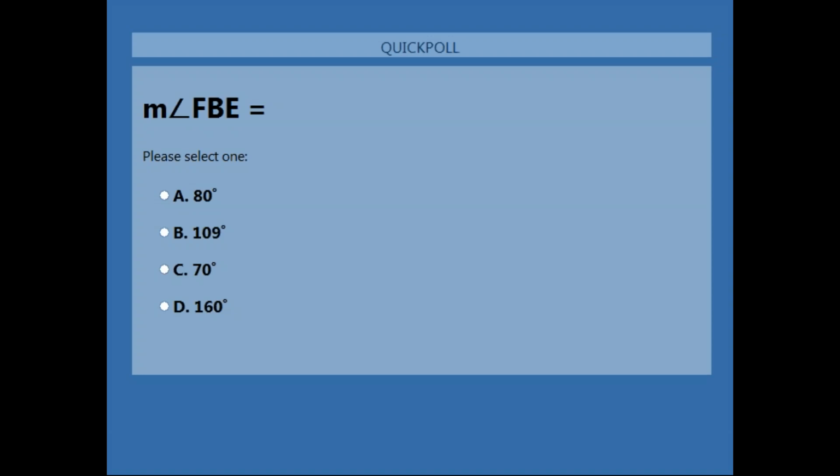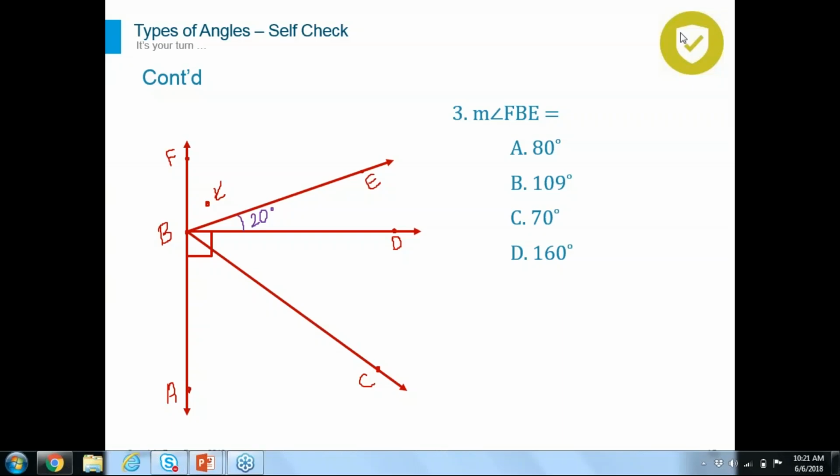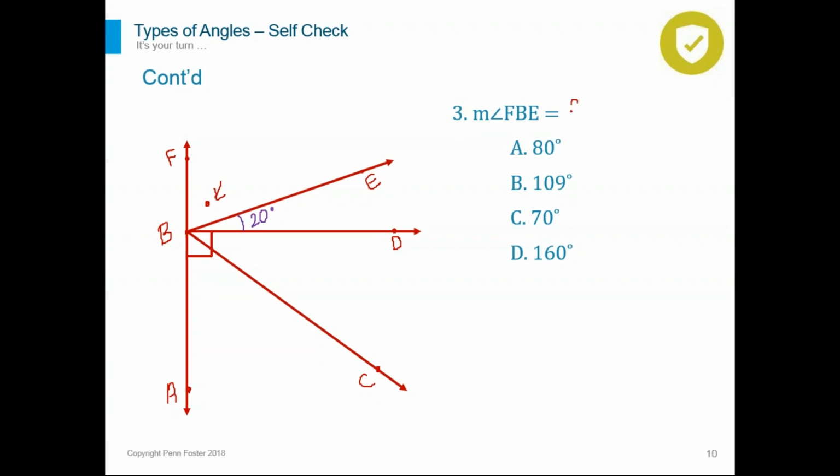Okay, let's do the question together. Since we know that this pair, FBE and EBD, is complementary, we have to subtract 90 degrees minus 20 degrees, and that will give you the measure of this remaining angle, which is going to be 70 degrees. And that is the answer.